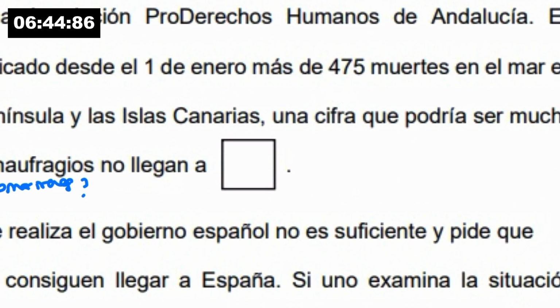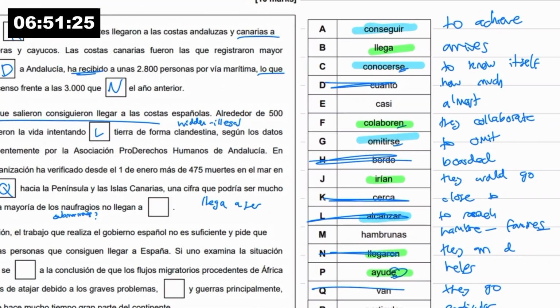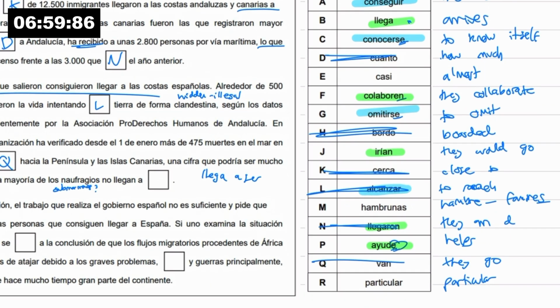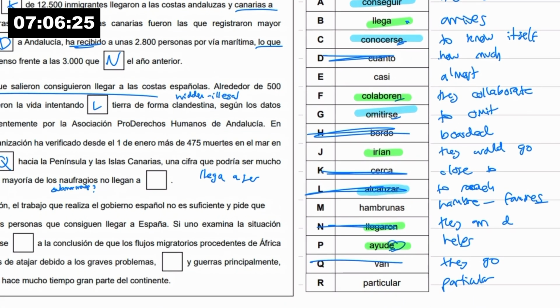Well, it could be. I'm just thinking llega a ser is like to become, so llegan a ser, but we haven't got ser in here. Could it be another infinitive? Llegan a conseguir, llegan a. It couldn't be a conjugated verb because you can't have two that close together, right? So it couldn't be conocerse, omitirse. It's going to be one of the blue ones, I'm thinking. No llegan a casi, hambrunas, particular.